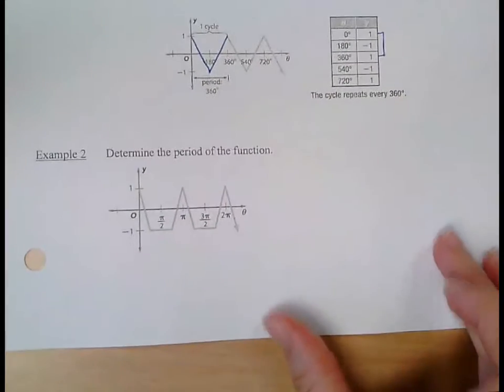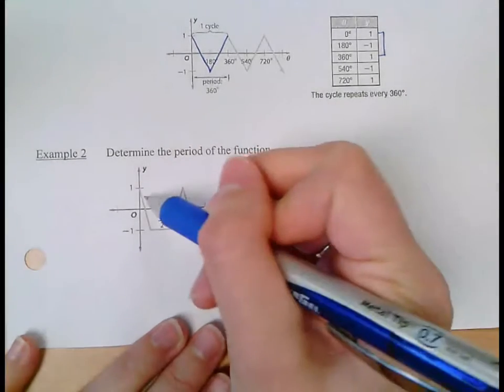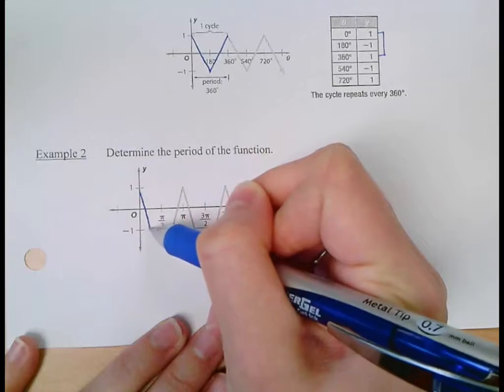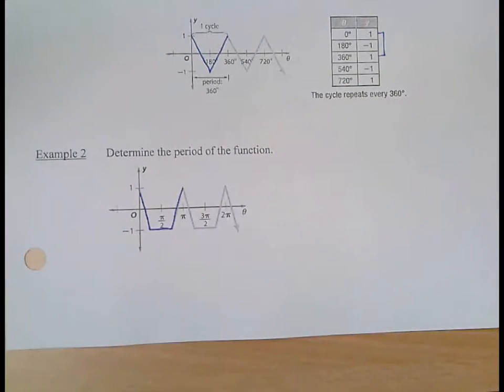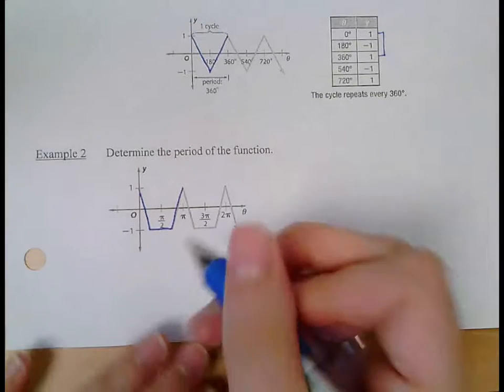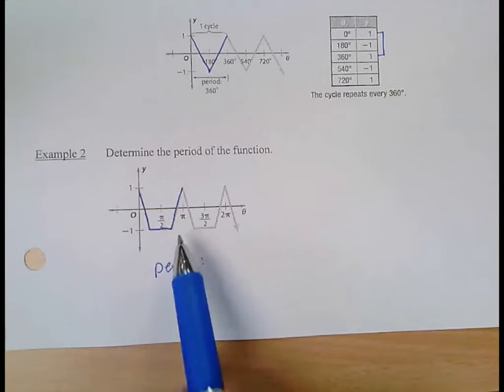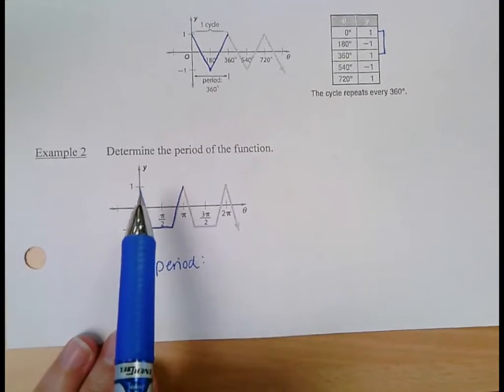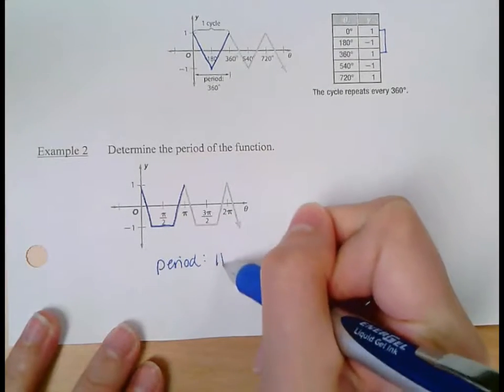So in example 2, you'll have some graphs that you're given where you have to determine from the graph what the period of the function is. So look for the pattern that you see. Here you can see the pattern is going down, a horizontal segment coming back up, and then that starts to repeat. So the period is the length along the x-axis that happens, and the pattern starts at the x value 0 and ends at the x value pi. So the period is pi.